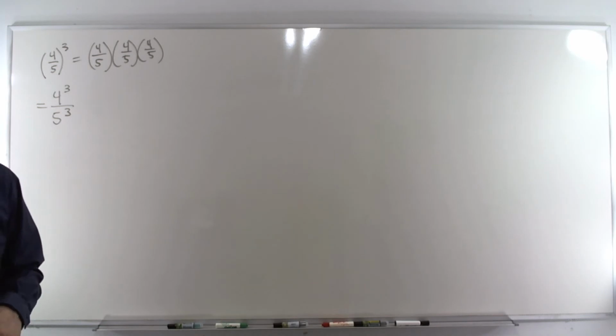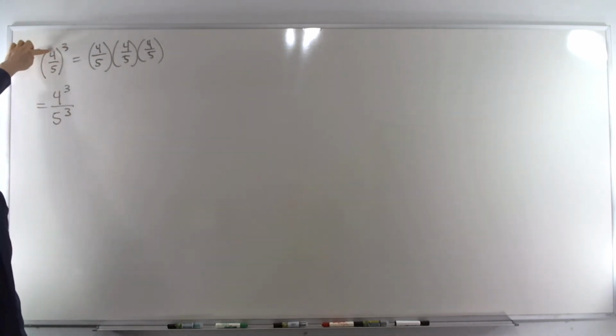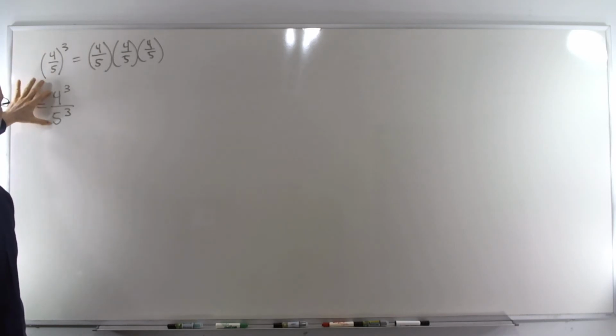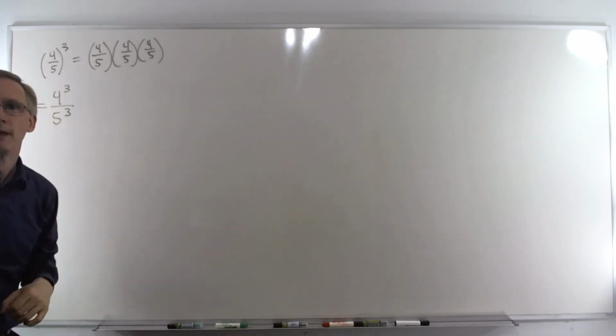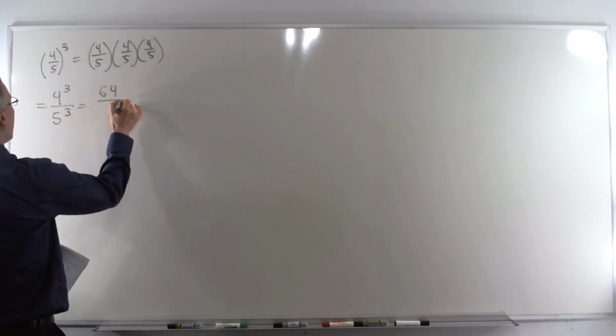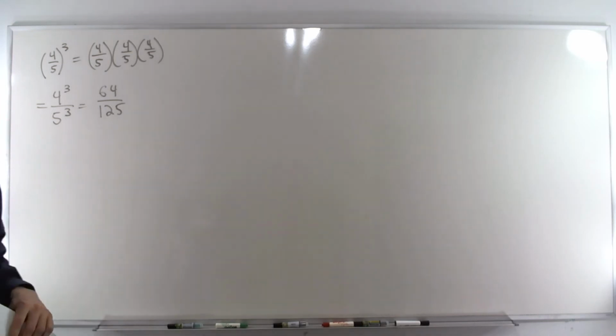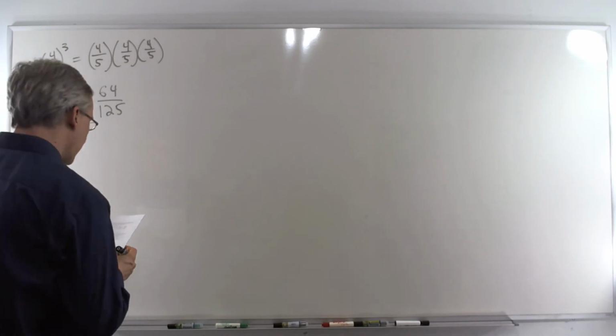So a shortcut, and this is what we'll see in chapter 4, is that we can just apply this to the numerator and the denominator separately. All right, then we can evaluate 4 to the third is 64, and 5 to the third is 125. So that simplifies to 64/125. Your turn number 5. 5/9 squared.